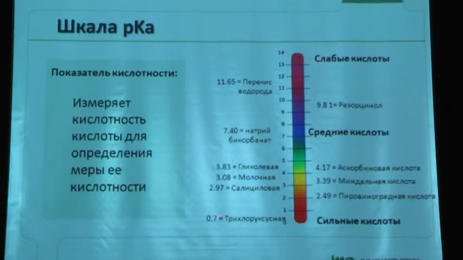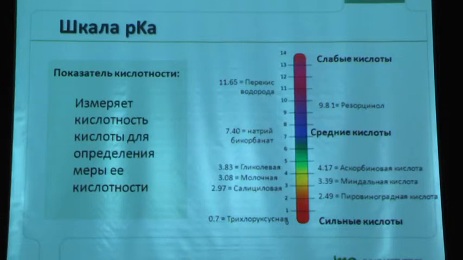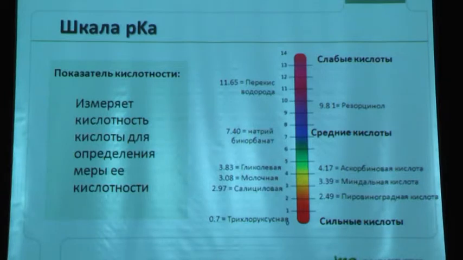What it shows us is, on a scale, for example, how acidic the TCA is in front of pyruvic acid and how acidic it is in front of salicylic acid. The lower the pKa, the more hydrogens we can release, then the peeling is going to arrive deeper.